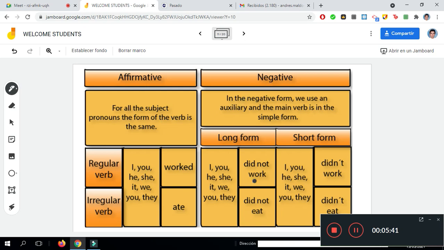The negative form, we use in past simple the auxiliary verb did not or didn't. Okay, didn't or did not is the same, right? So this is the negative form. For example, I didn't work, yo no trabajé. I didn't eat, no comí. In this case, I worked, yo trabajé. You ate, tú comiste. So you can analyze this and take some notes, okay?